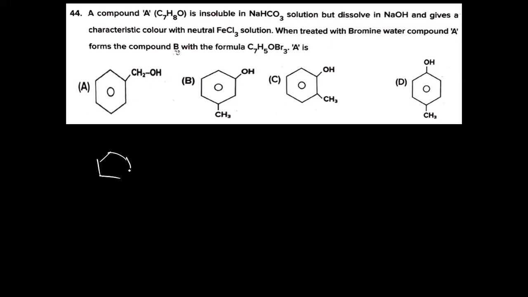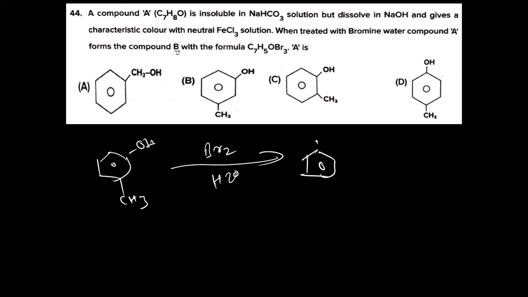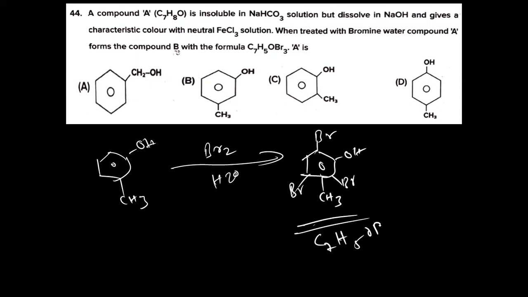Okay, so let me write the reaction: OH, then CH3. So this is on treating with Br2 in water, which gives the compound with the 3 bromine groups attached, Br, OH, again Br, again one more Br group and CH3 group. So this is the compound which is having the formula C7H5OBr3.